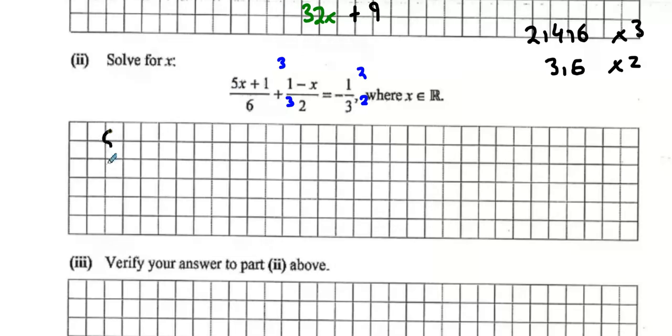Right, so here we go. So you get 5x plus 1 all over 6. You multiply this by 3. You multiply both parts by 3. 3 minus 3x over 6.